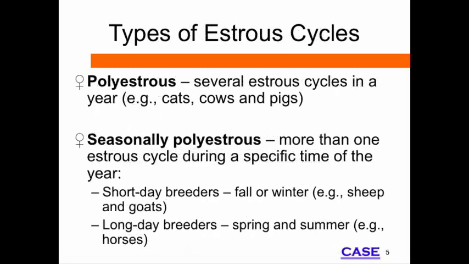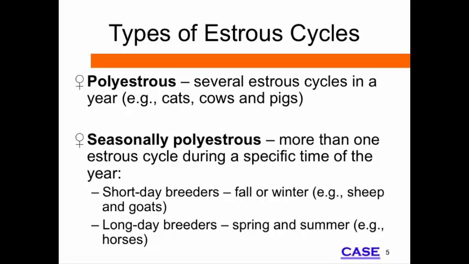Animals that have several heat cycles in a year are called polyestrous. These animals, such as cattle, cats, and pigs, cycle throughout the year and can be bred year-round. Animals that breed within specific seasons are seasonally polyestrous. Their cycle is typically dependent on day length or photoperiod.